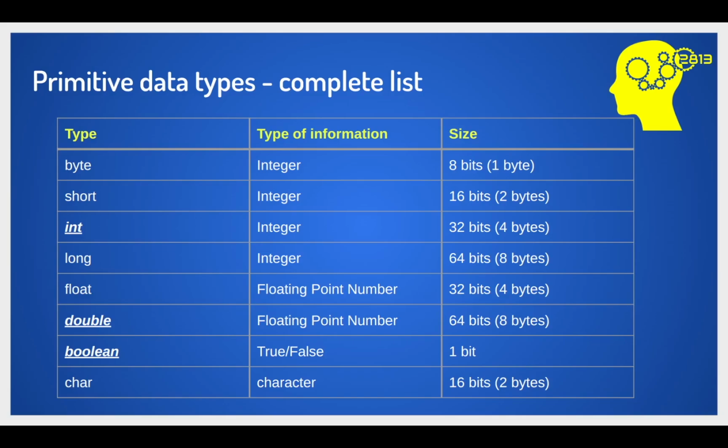So here's the complete list of primitive data types. Byte, short, int, and long are all integer data types of differing sizes, which are listed on this table. Float and double are both floating point numbers, so they can store decimals, and they are of different sizes as well. Boolean is the true or false primitive data type, and char is the data type that stores characters.